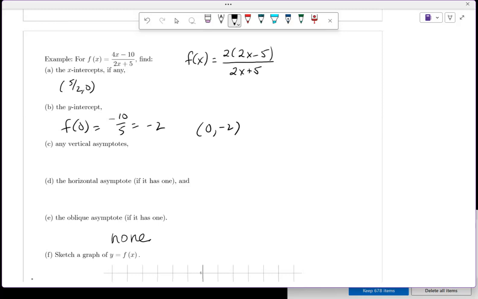Okay. How about vertical? What do you look at for vertical? Denominator. When is your denominator equal to 0 here? Negative 5 halves. So the vertical asymptote would be x equals negative 5 halves. And again, you can always just set it equal to 0 if you need to, subtract your 5, and then divide by 2. You can always do it that way.